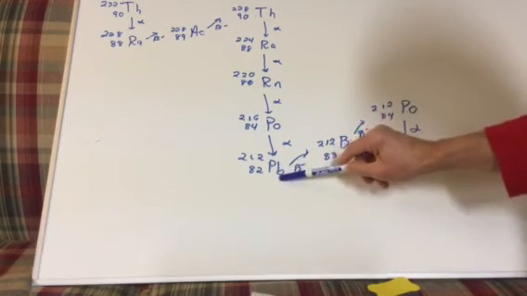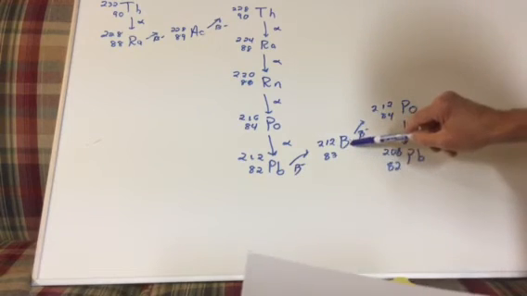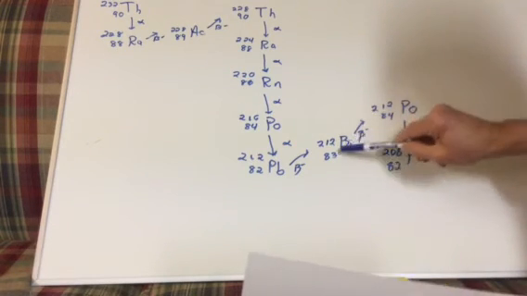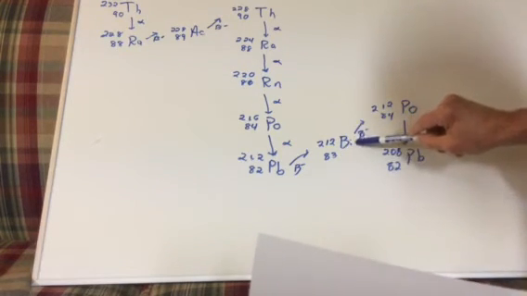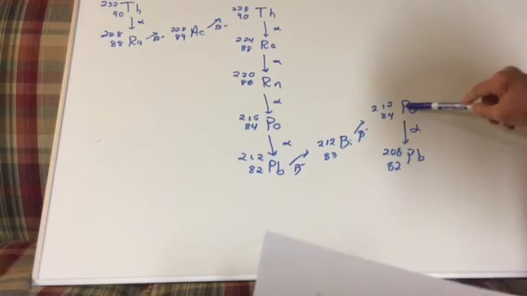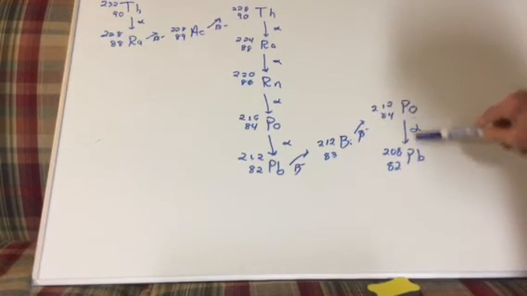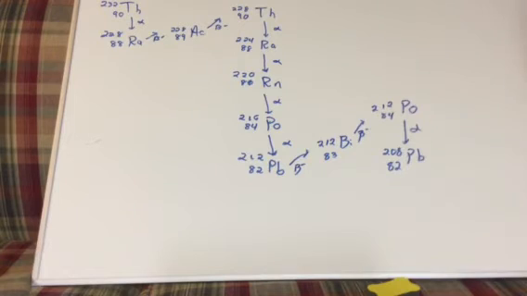0.14 seconds to go down to lead here, 10.6 hours to go to bismuth, 61 minutes to go to polonium, and it's 10 to the negative 7 seconds, almost instantly, then it goes to the stable nucleus of lead. So this is a radioactive breakdown series, a decay series they're called.